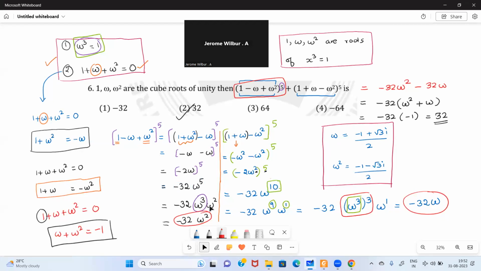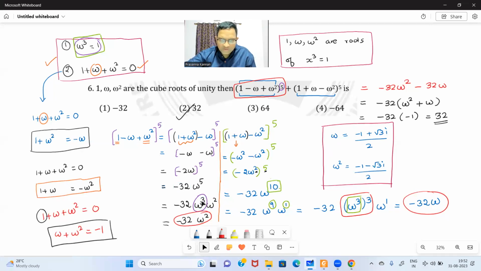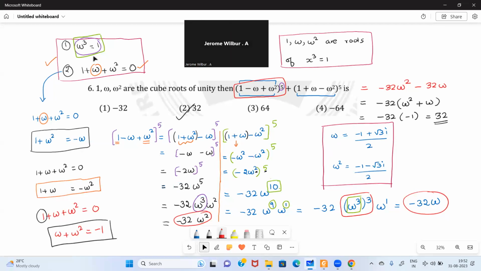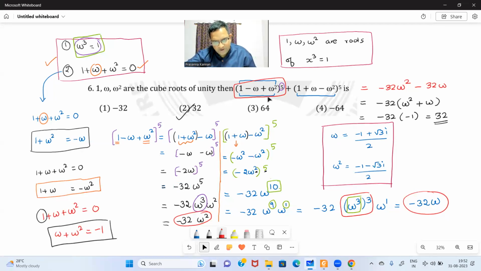So we separate omega 5 into omega cube into omega square. So we'll get minus 32 omega square, because omega cube is? Because omega cube is 1, sir. Very good. So the first part of this becomes minus 32 omega square. Very good explanation, Jerome. Now next part, can you explain?